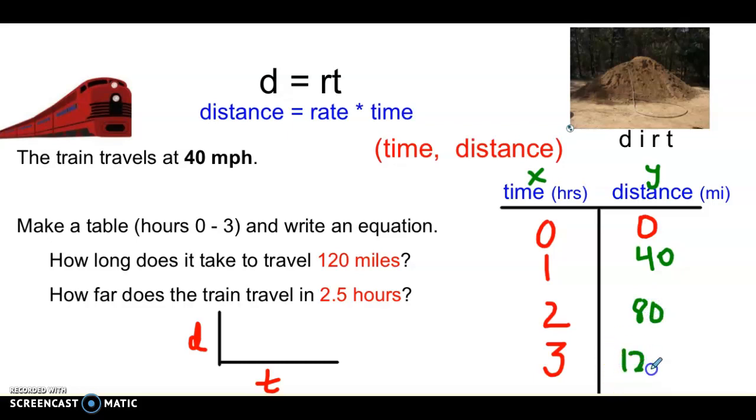So let's look at the questions. It says, how long does it take to travel 120 miles? Well, you can look at your table and see, oh, here's 120 miles. It takes us 3 hours.